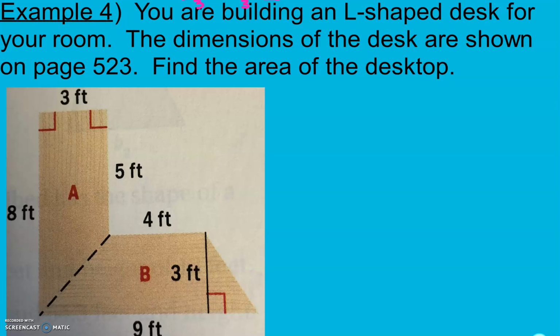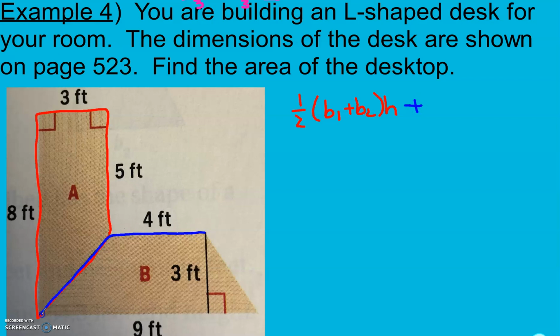So here, if we look at this shape, we actually have two separate pieces. We have a trapezoid here on the left. We find the area of that by taking half times base 1 plus base 2 times height. And we have a trapezoid on the bottom. So we add those two areas together to find the total desk.